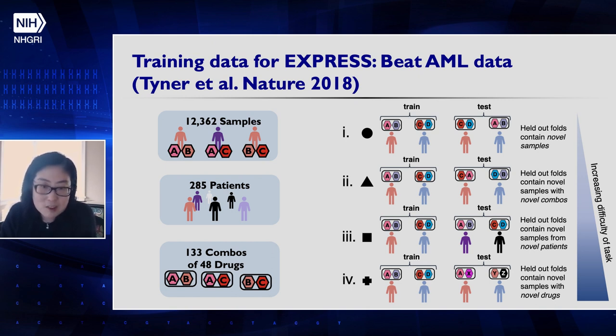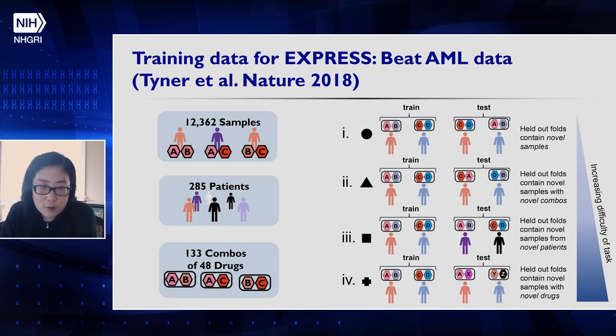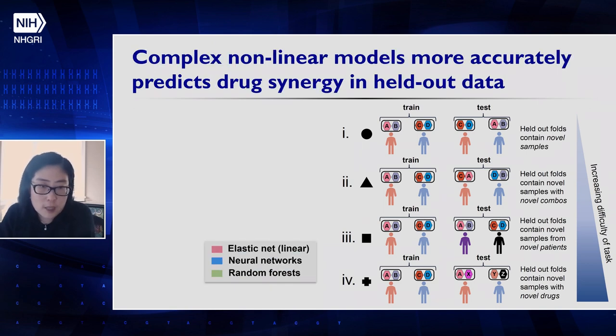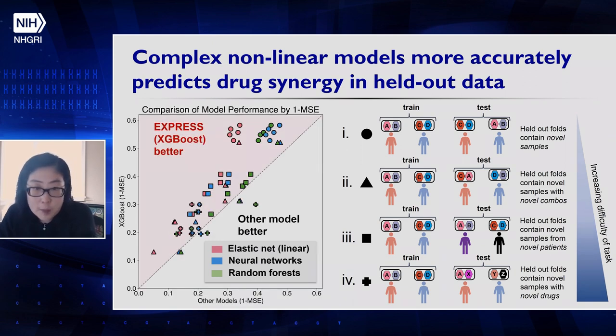are divided, from the easiest setting where you simply randomly split, to the more difficult setting where we made sure that we only see novel combos in the test set, that's number two, and the novel patient or novel drugs in the test set. So for various such cross-validation settings, we compared our method with alternative methods by learning the prediction model using the training data and then testing using the held out test data. And then the performance is measured by 1 minus MSE, so higher the better.